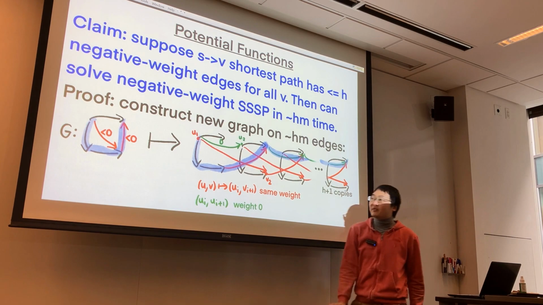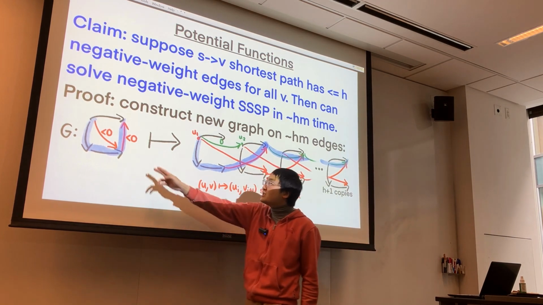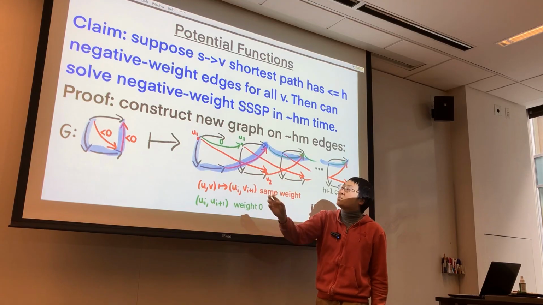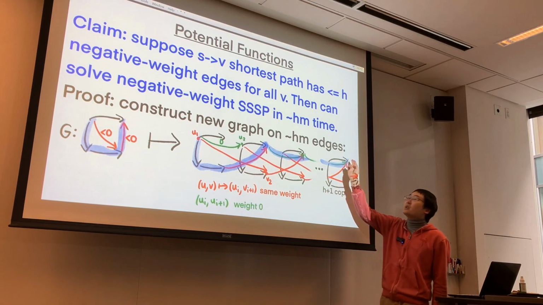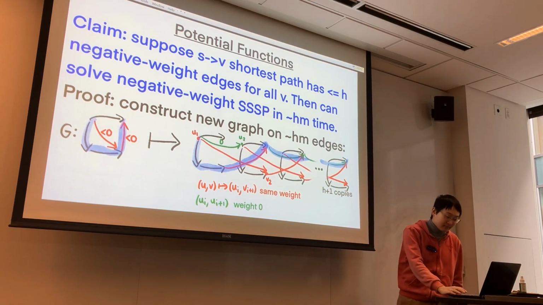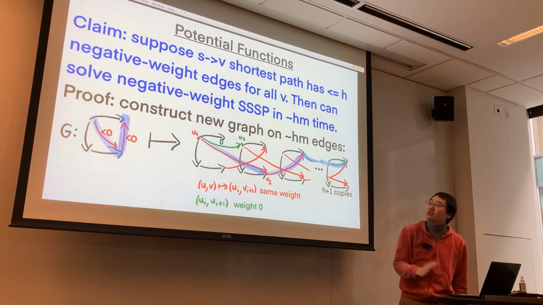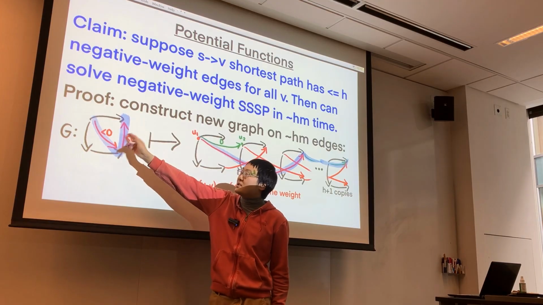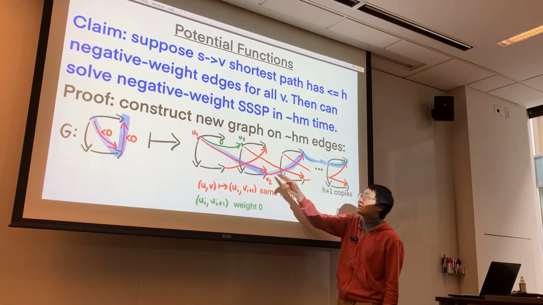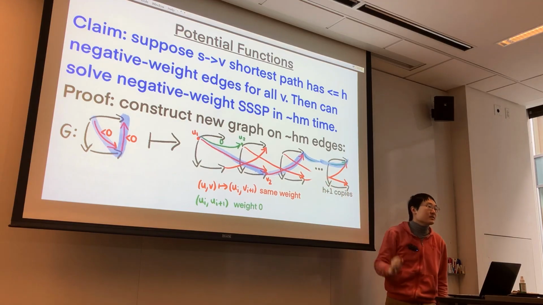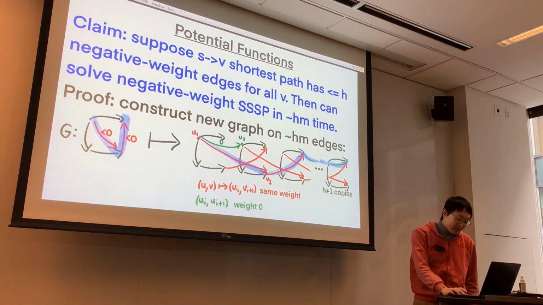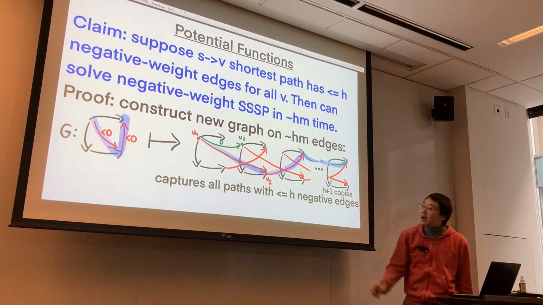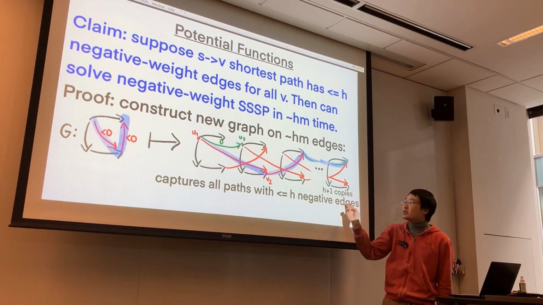So this is how I'm going to map every path. I'm going to essentially use negative edges when I can. And when I finally stop, I will just take self edges to the end. Here's another example. If I take this path, it has only 2 negative edges. Then I will just use the first negative edge, the second negative edge, and then use self edges. So you can see that this captures all paths with at most h negative edges.